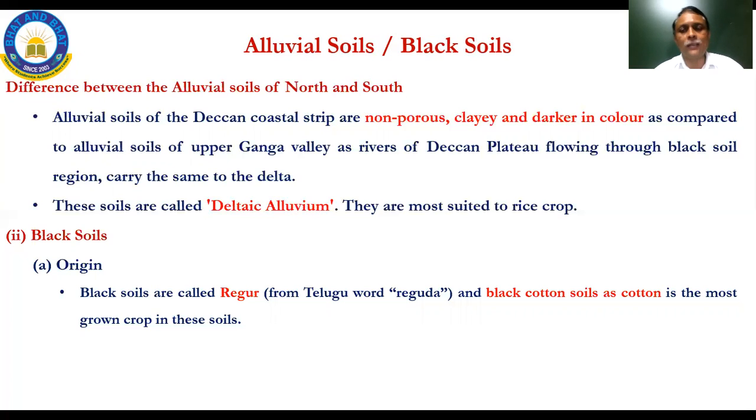And black cotton soils, it is commonly never called black soil, it is commonly known as black cotton soil itself. The reason is, cotton is the most grown crop in these soils, most preferable for growth of cotton. So, black soil as such, though the classification is black soil, it's more called as black cotton soil because of the crop.